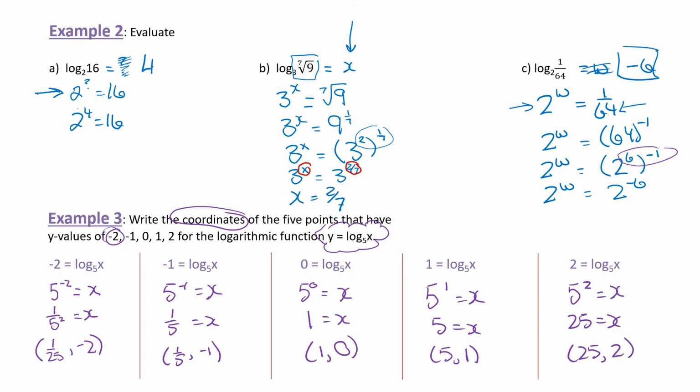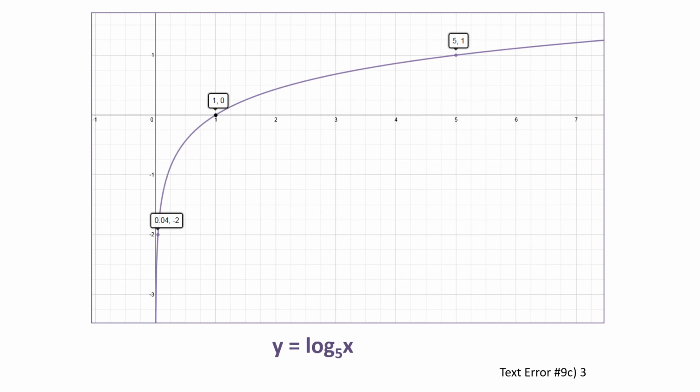So on the next slide you're going to see the graph of this function. I already graphed it in Desmos. There we go. That's log base 5 of x. That's what the graph looks like, and those points are the coordinates that we came up with.